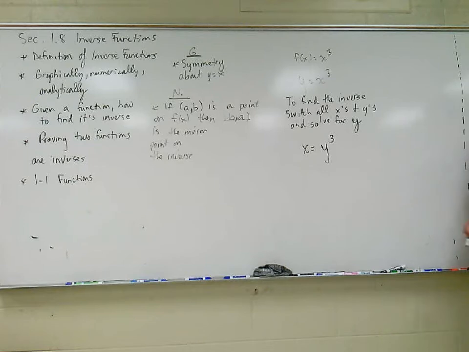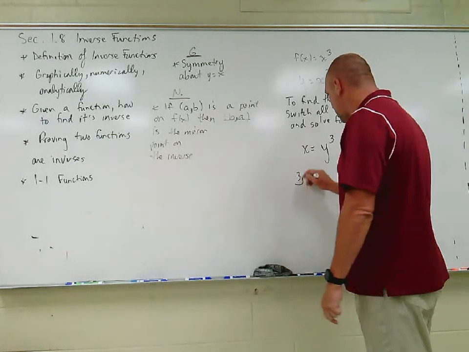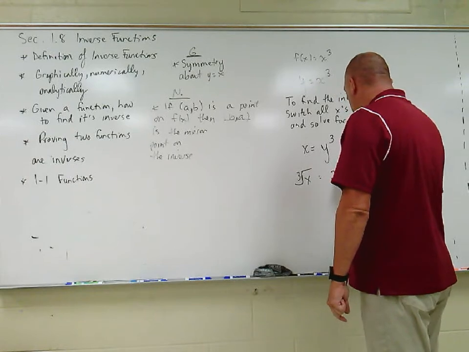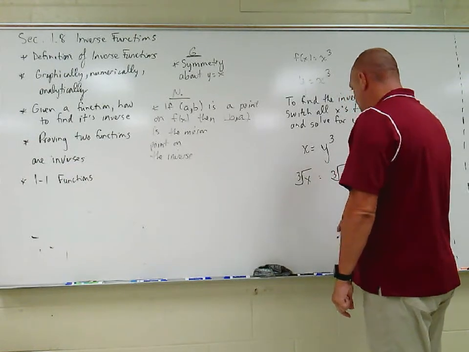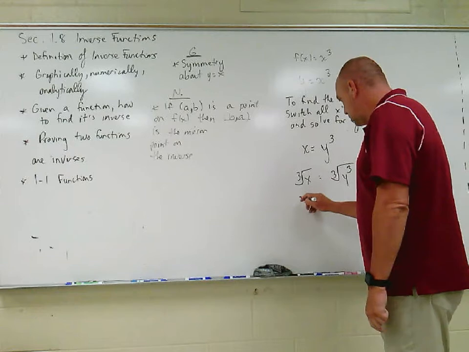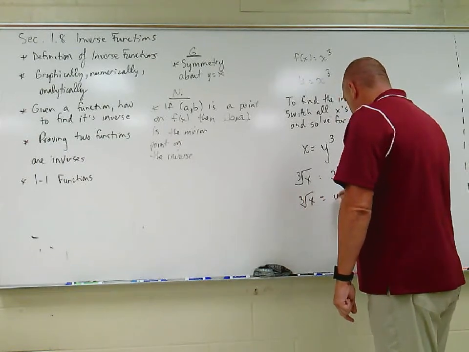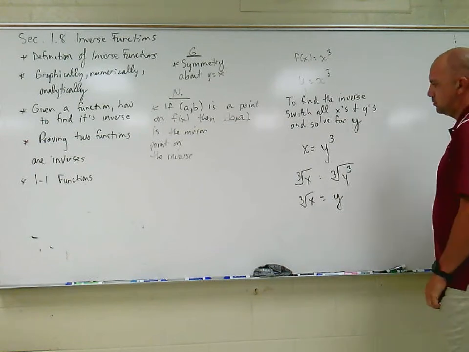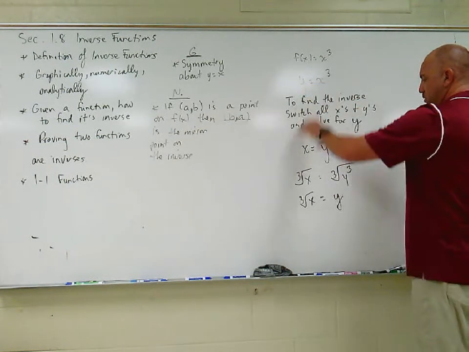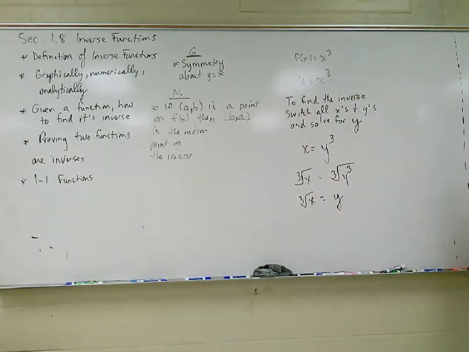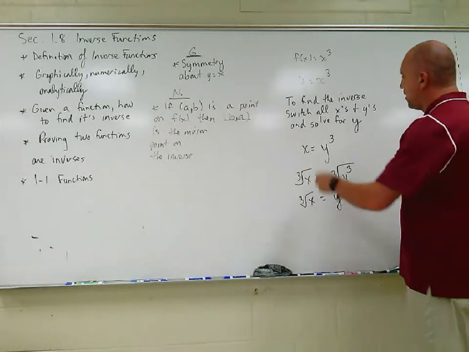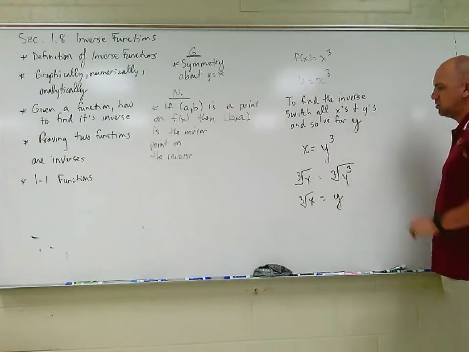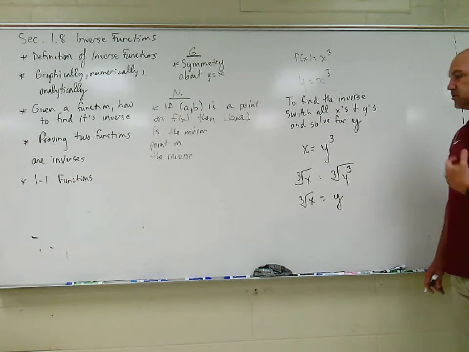Well, how do you solve for y if it's y cubed? Cube root. So you take the cube root of the left, and you take the cube root of the right, and the cube root of a cube is just that, and you have found it. And now we see that there's a function, and this is its inverse. So to find the inverse, you switch all x's and y's and solve for y.